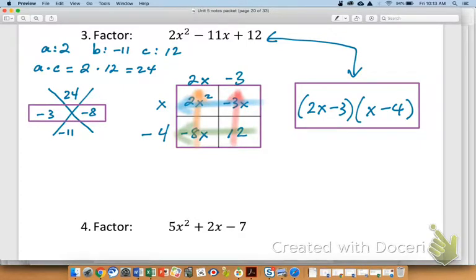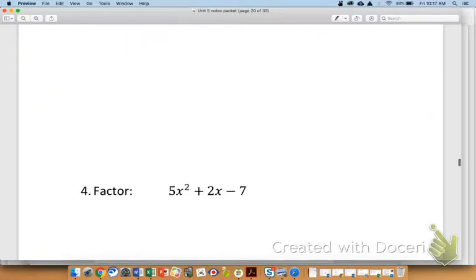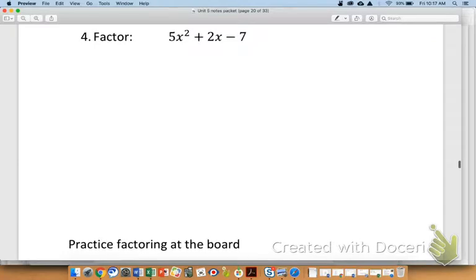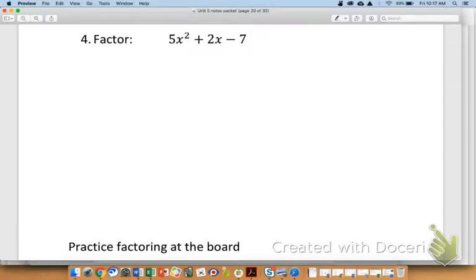Okay, lastly, number 4. First step, identify the A, B, and C. So A is 5, B is 2, C is negative 7. Once I've identified those, I need to multiply A times C. So A times C would be 5 times negative 7, which is negative 35.